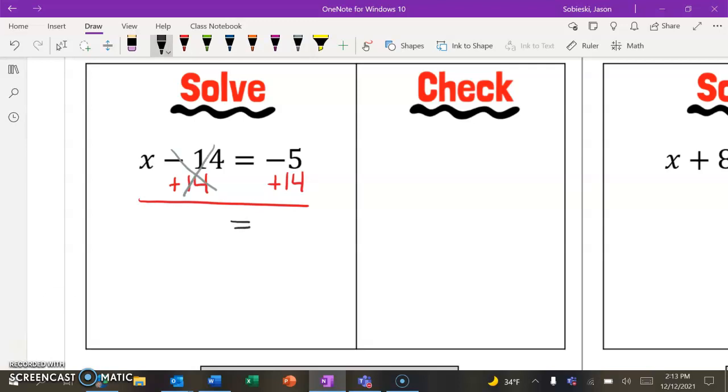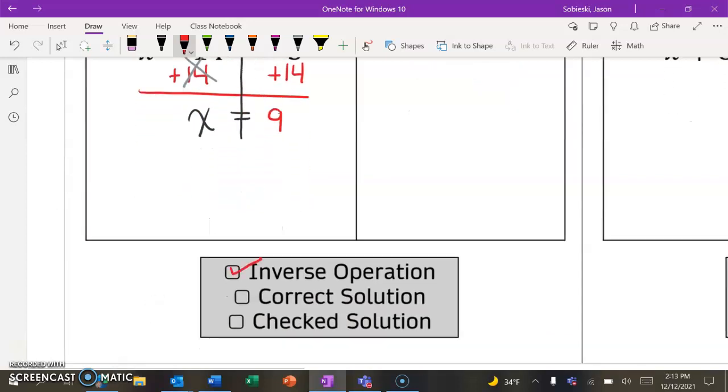And then all that we have left over on the left side of our equal sign is just the x. And on the right side, negative 5 plus 14 gives us a positive 9. So our next step, we've solved it. We know the value of x. We used our inverse operation and we think we have the correct solution.